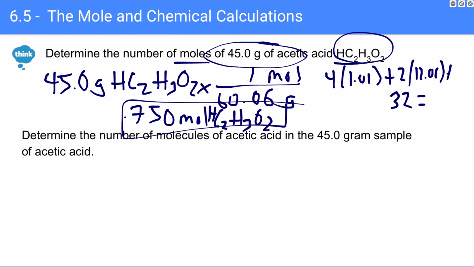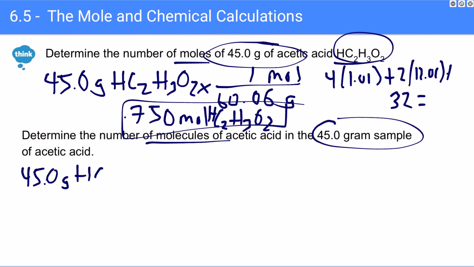The last question here says determine the number of molecules in the same sample. So we can start with moles if we want to, because it is the same mole number from the previous equation, but I want us to get into the habit of making sure we know where we start and where we're going from when we do these longer style problems. So I'm going to start with 45.0 grams of acetic acid again. I can only go from grams to moles, right? Cannot go directly between grams and molecules.